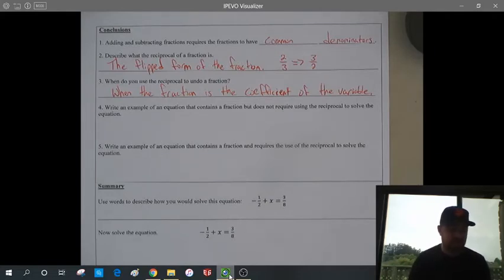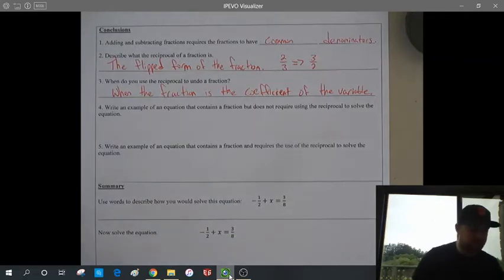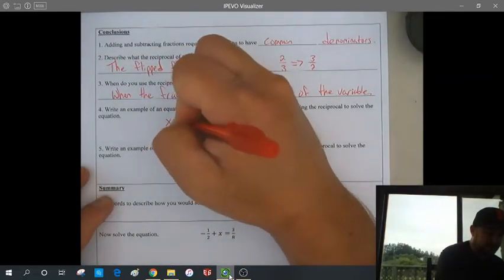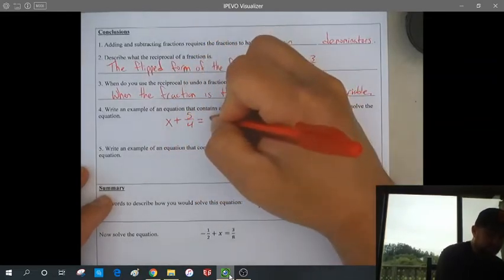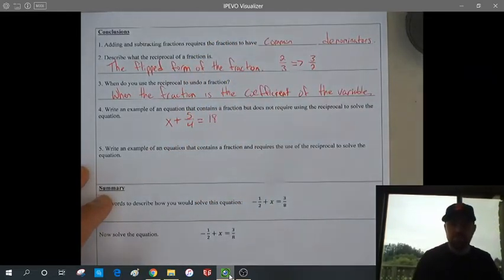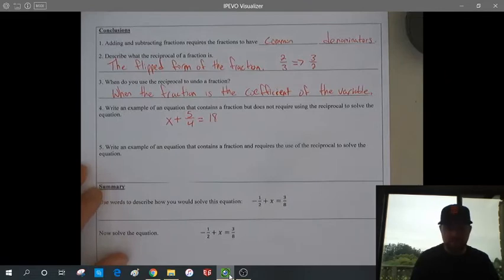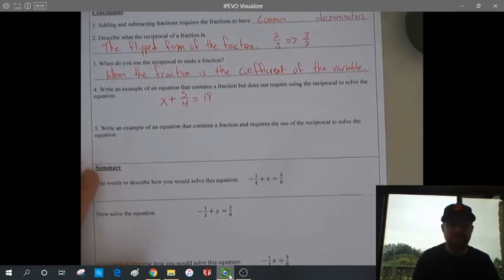So number 4, write an equation or an example of an equation that contains a fraction but does not require using the reciprocal to solve the equation. So when we don't need to use the reciprocal, that's when the fractions are just being added or subtracted. So I could have something like x plus 5/4 is equal to 18. And in this case, I would just be subtracting 5/4 from both sides. And to get it by itself, I don't need to use the reciprocal in that case.